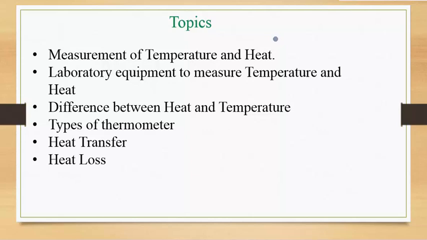We have two types of laboratory equipments. First one is clinical thermometer and the second one is industrial or laboratory thermometer. In clinical thermometer, we have two types of thermometer. First one is mercury thermometer and the second one is digital thermometer. And you know that we prefer digital thermometer because mercury is toxic.